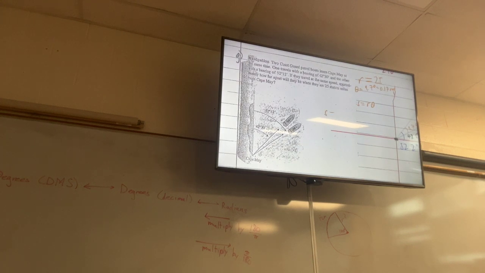So then the distance is going to be 25 times 0.17 radians. So I got, and this is in statute miles, 4.2 miles. So let's do 4.1 homework for next time, okay?